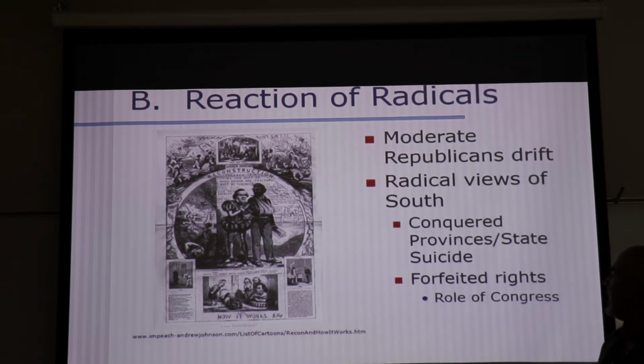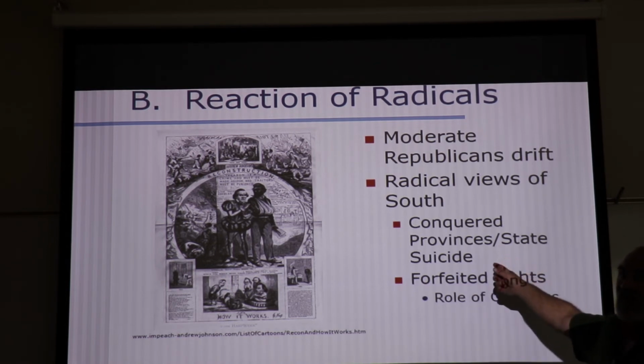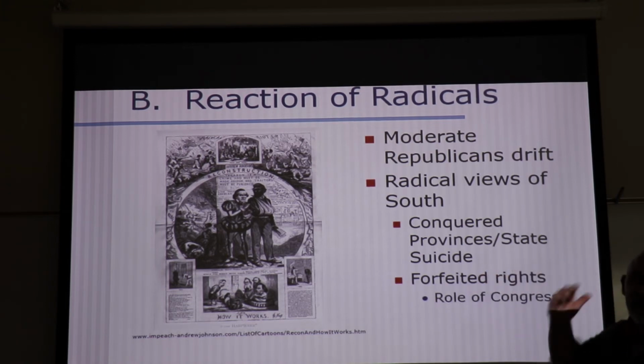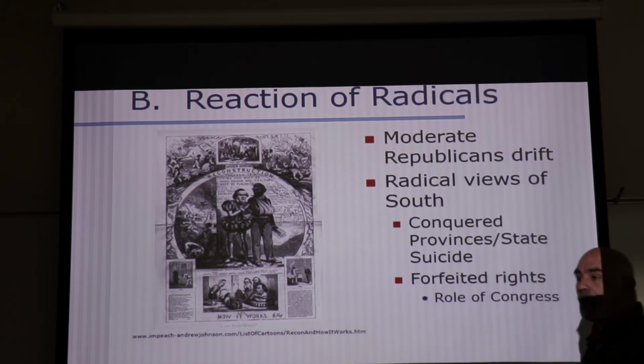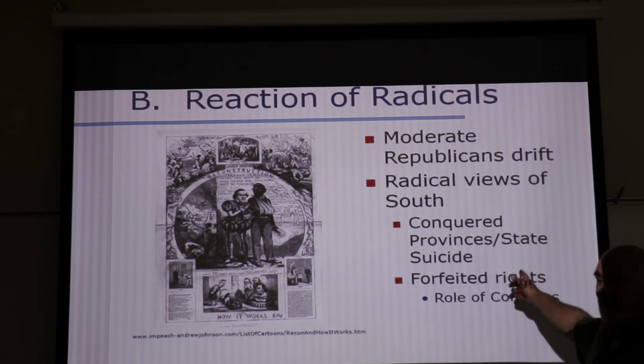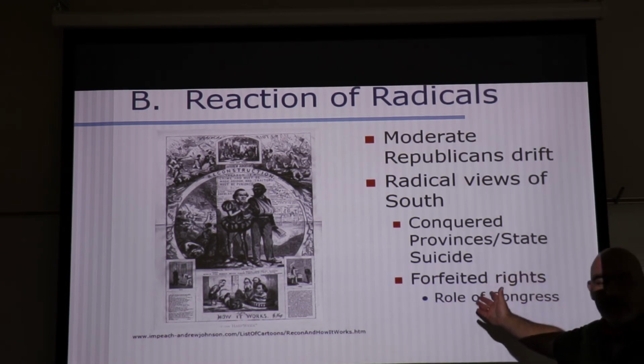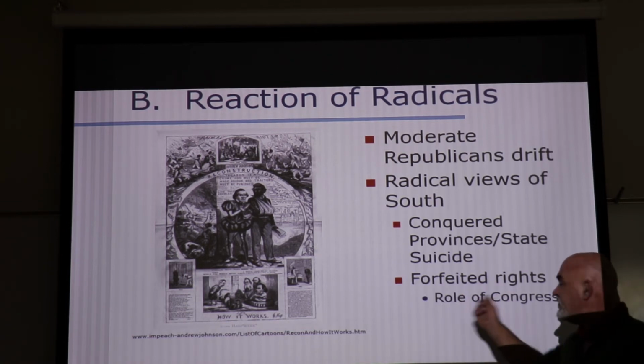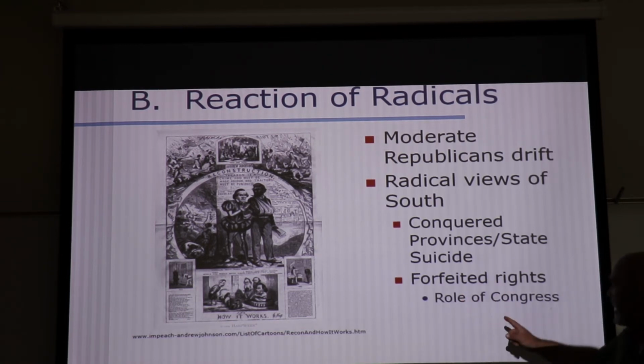You had guys like Thaddeus Stevens who said, hey, they should be treated like conquered provinces. They're basically like unorganized territories, and they have to work their way back. Charles Sumner believed that basically they committed state suicide. And once again, couldn't get back unless Congress put up regulations for them to get in. Basically, they had forfeited their rights. And it was the role of Congress to bring these states back into the Union.